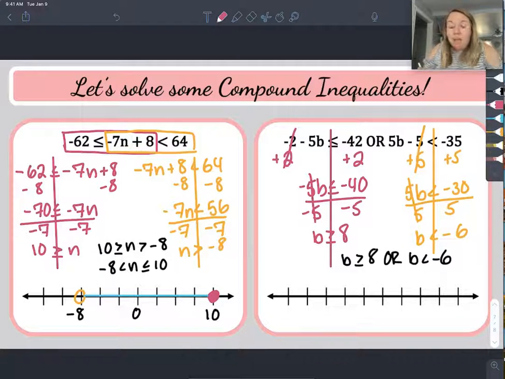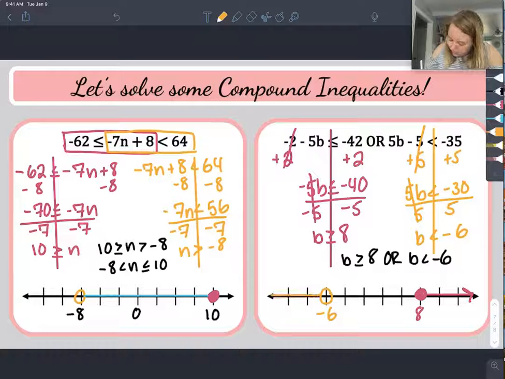I'm first going to graph my b is greater than or equal to 8. So I'll add my 8 here. I'm going to have a closed circle, and all the values that are greater than 8 are going to be going towards the right. And I draw my arrow. Then I'm going to do my b is less than negative 6. So roughly negative 6 is here on our number line. I'm going to have an open circle for this one. And then all the numbers less than negative 6 are going to be to the left. So we're going to have our arrow pointing to the left. And there we go. There's our graph for that one.